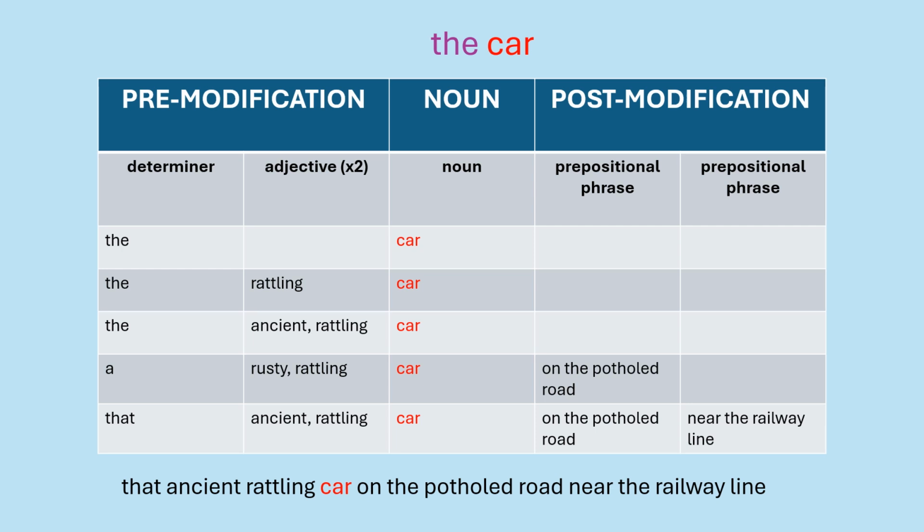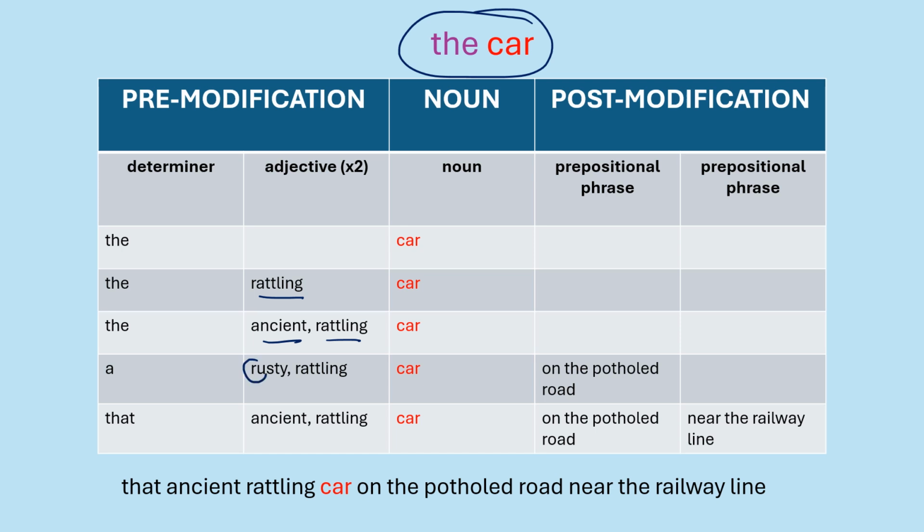So here's an example of how we can take a simple noun phrase, and very often these type of grids are used within school to generate and to edit and to adapt noun phrases. So our pre-modification will be the determiners and the adjectives. Post-modification, we've got the option of prepositional phrases here. So I could have the rattling car. I could have the ancient rattling car, so I could add two adjectives, pre-modifying. I could have a rusty rattling car on the potholed road.